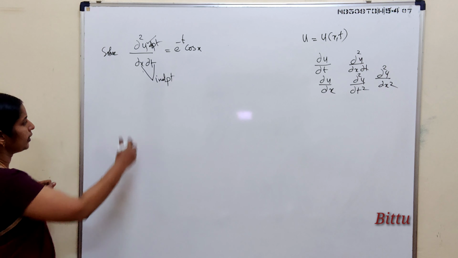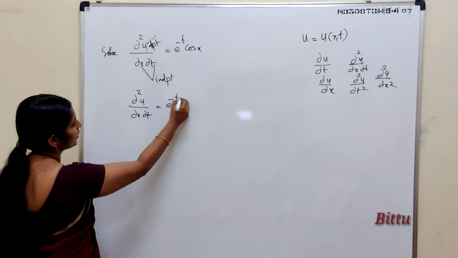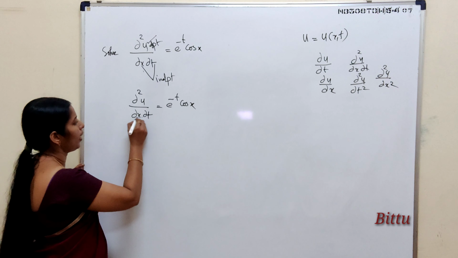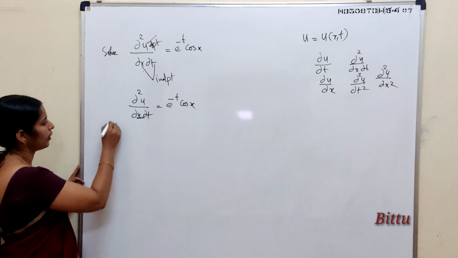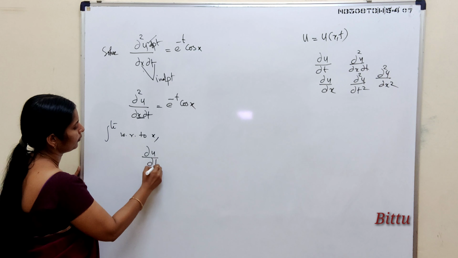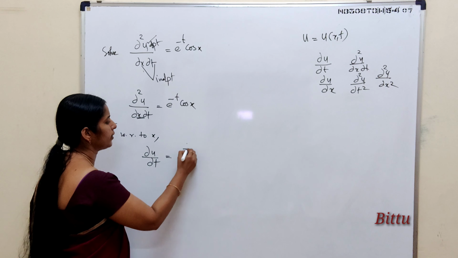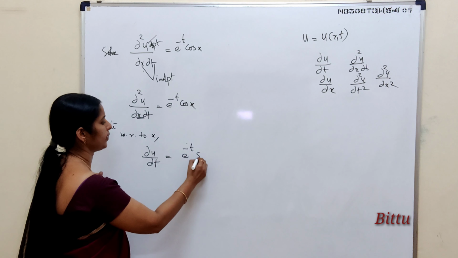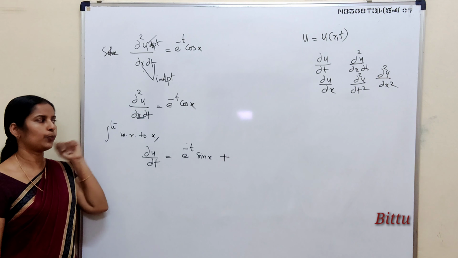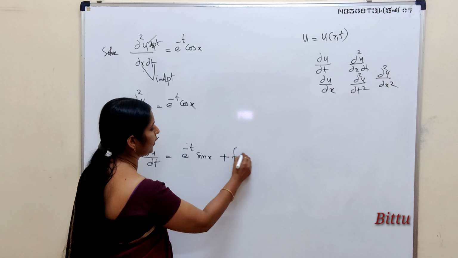Next, see our equation is ∂²u/∂x∂t equal to e raised to minus t cos x. Here it is ∂²u/∂x∂t, so first we have to integrate with respect to x. Integrate with respect to x. The left side is ∂u/∂t equal to, while integrating with respect to x, you keep t as a constant, so e raised to minus t is a constant. Integrating cos x, it is sin x plus a constant. See, while differentiating with respect to x, we kept t as a constant, so a function of t will be the constant here.